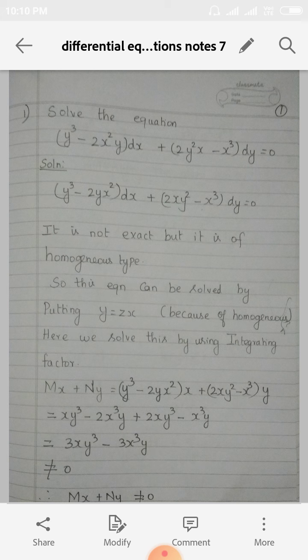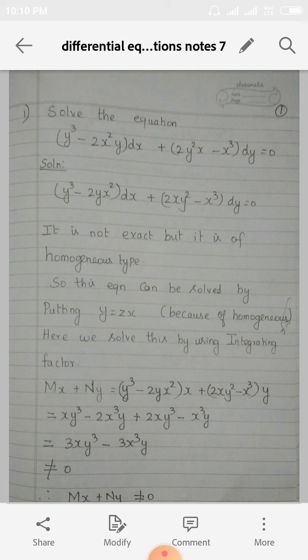See the first one. Solve the equation (y cube minus 2x square y) dx plus (2y square x minus x cube) dy is equal to 0. Okay, first write the solution, write the given equation.